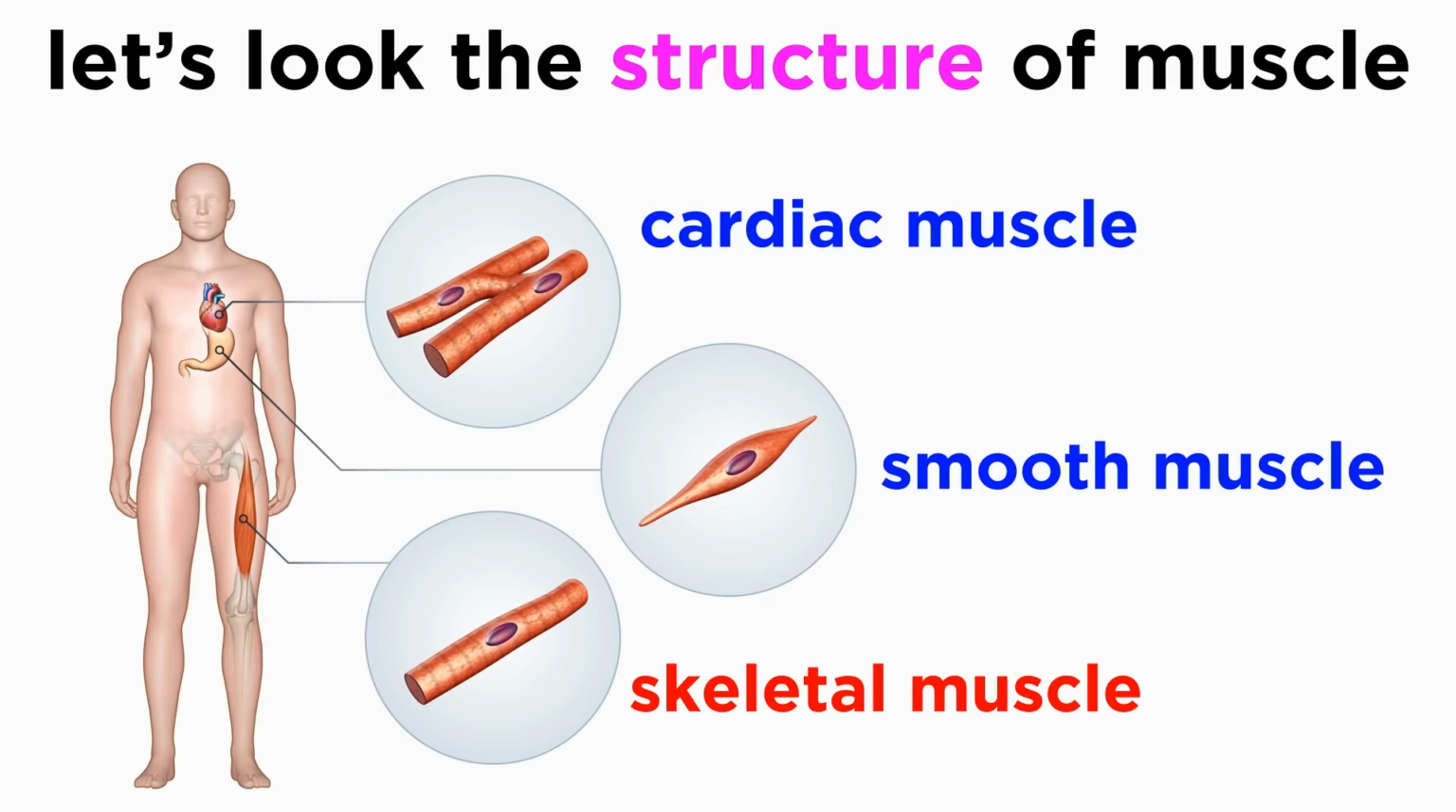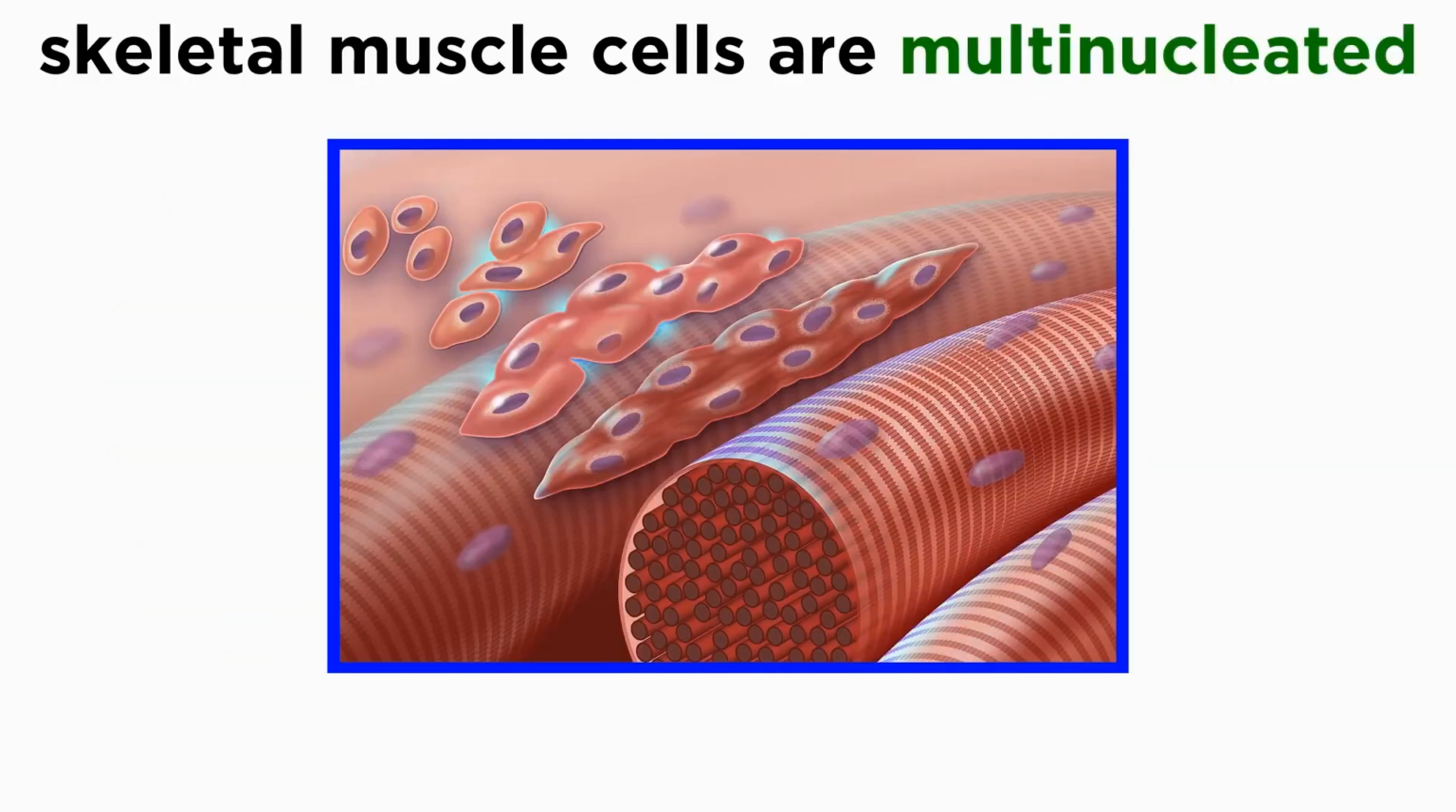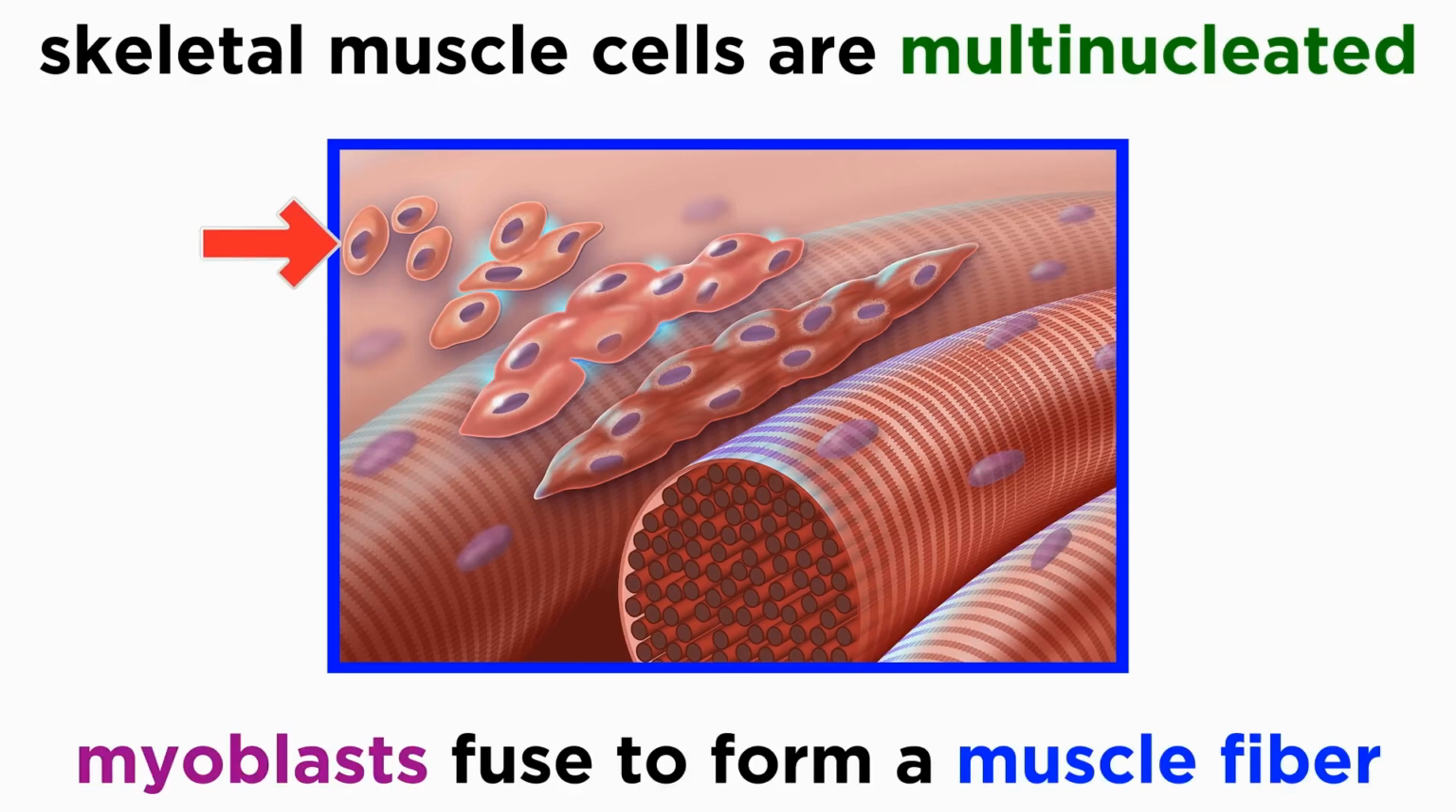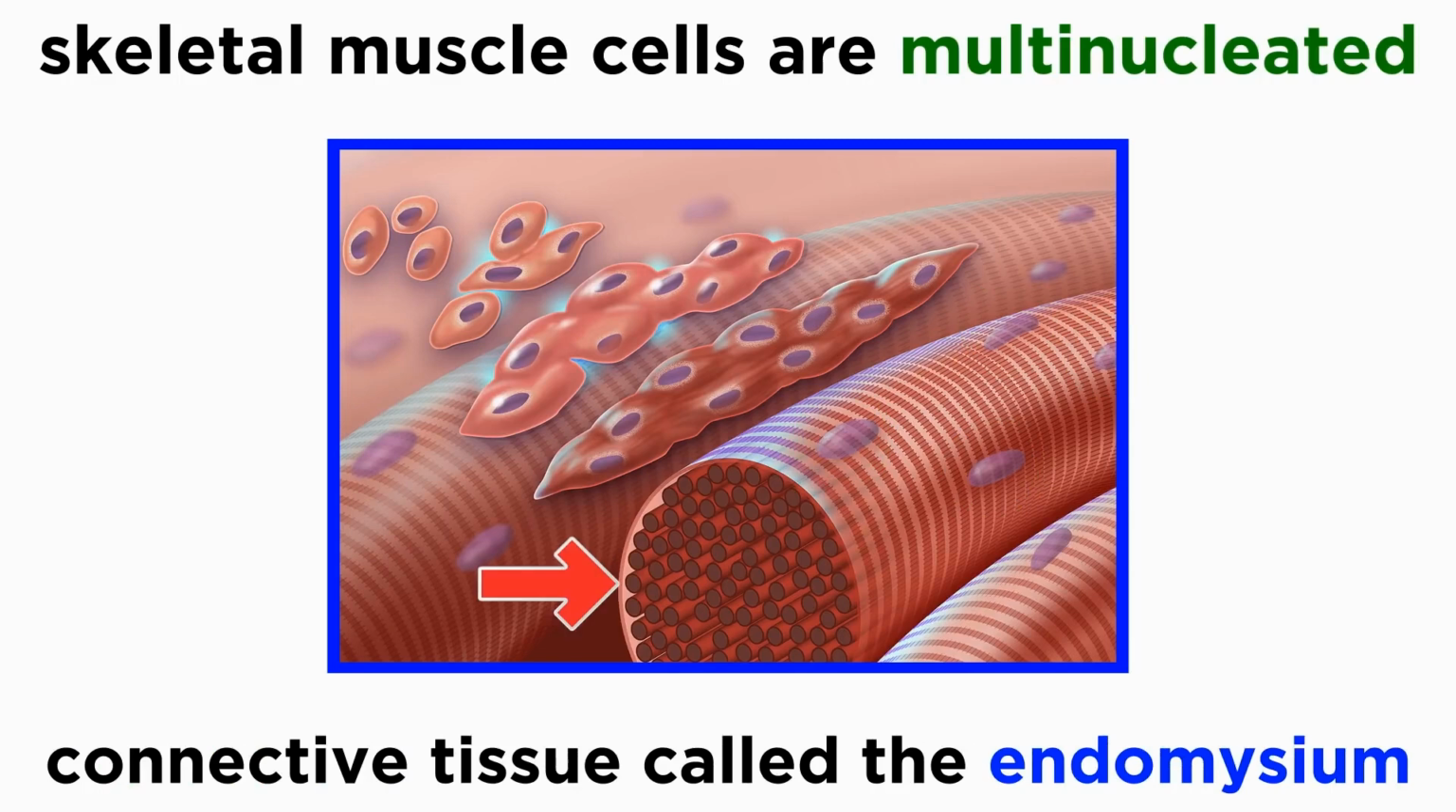So what makes up skeletal muscle? We will see that skeletal muscle is different from the cardiac and smooth muscles that will be examined later, in that skeletal muscle cells are multinucleated. This means they have multiple nuclei. Cells called myoblasts, which have one nucleus each, fuse together to form a long cylindrical multinucleated cell called a muscle fiber, with its nuclei located at the periphery, and this is surrounded by a sheath of connective tissue called the endomysium.